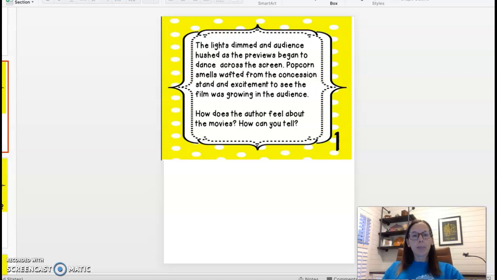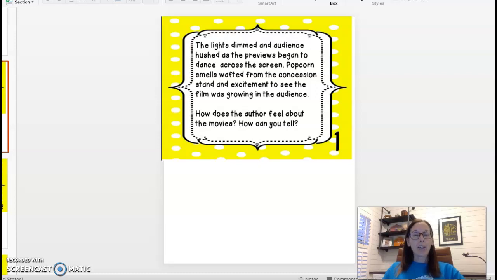The lights dimmed and audience hushed as the previews began to dance across the screen. Popcorn smells wafted from the concession stand, and excitement to see the film was growing in the audience.